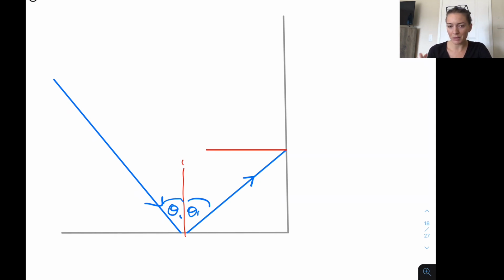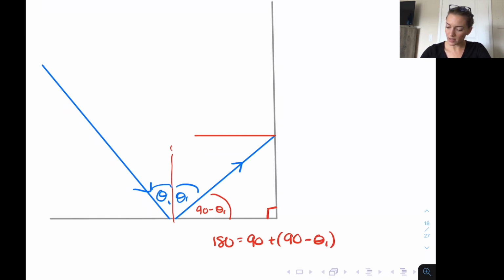Now you can kind of guess what these angles are going to be, but let's check to make sure. We have a right angle there. This angle is going to be 90 minus theta 1, because this is a normal, so this entire angle has to be 90 degrees. If this is theta 1, this is 90 minus theta 1. Then in a triangle, the angles add up to 180. So 180 is 90 for this right angle, plus this angle, plus 90 minus theta 1. And then what does that leave for this angle?